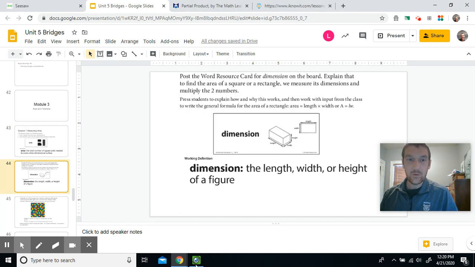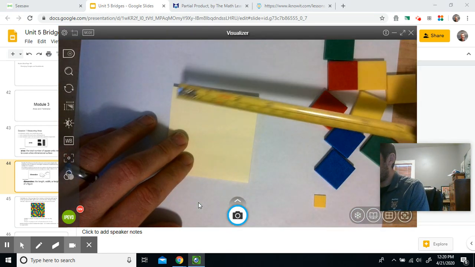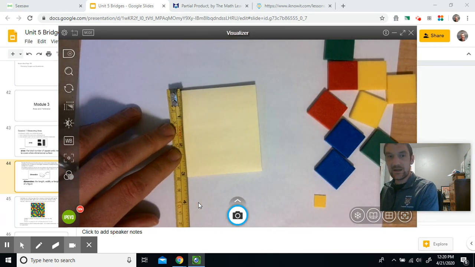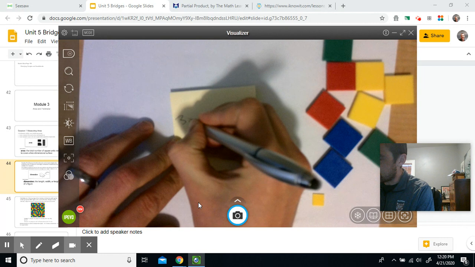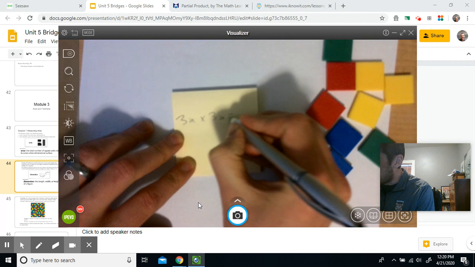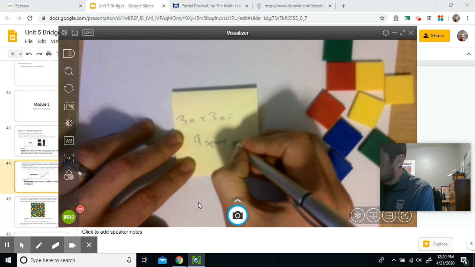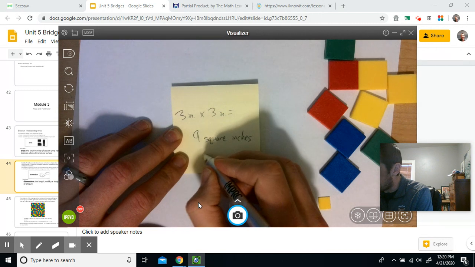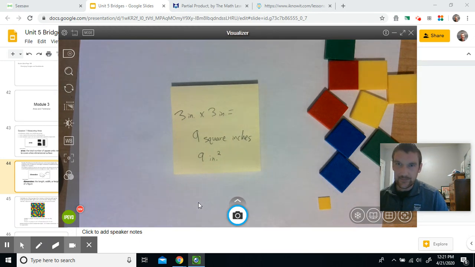So if I know that this rectangle is 3 inches long and 3 inches wide, then I can just multiply 3 inches times 3 inches, and that'll get me my area, which is 9 square inches. And sometimes you'll see people write area like this as well. 9 inches, and then a little 2 there, that means squared, okay?